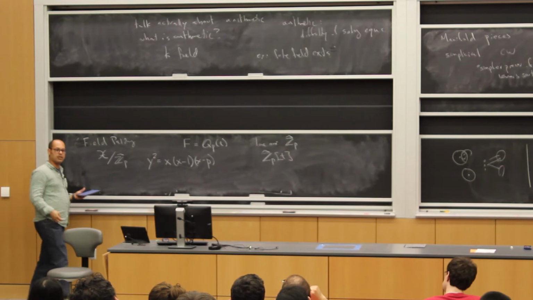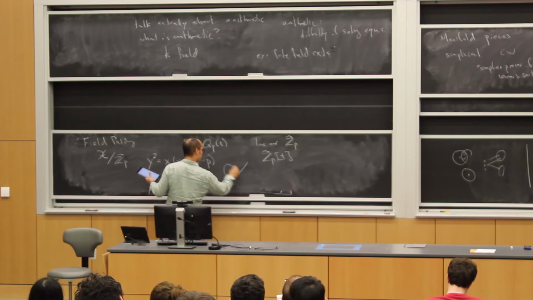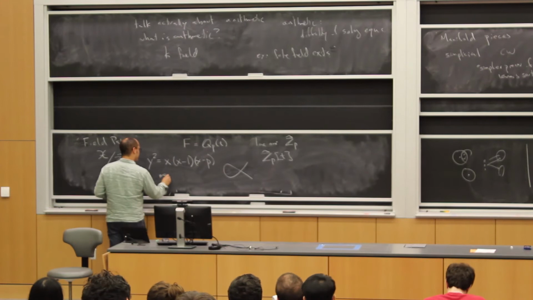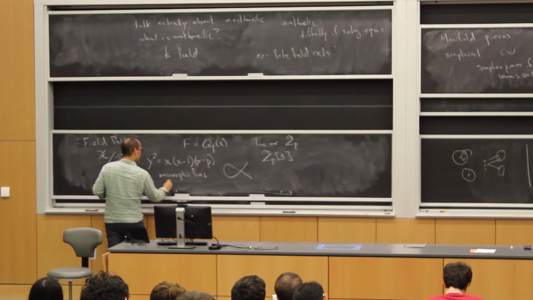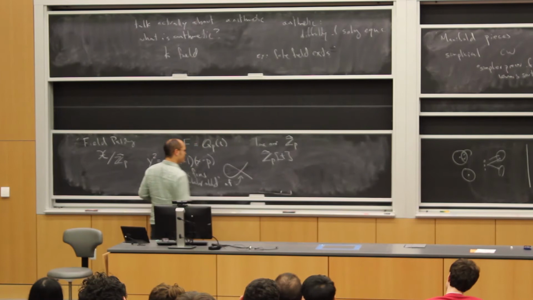So this is a curve over Z_p, which if you mod out by p, gives you this nodal curve. Okay, so the idea is we're going to look at meromorphic functions in a tubular neighborhood of this curve.